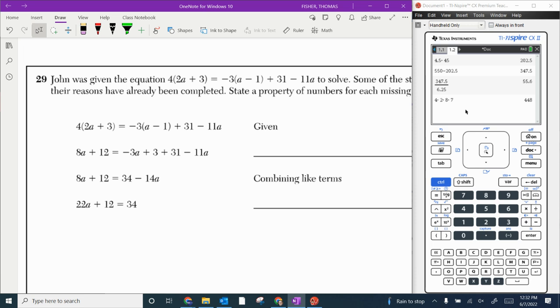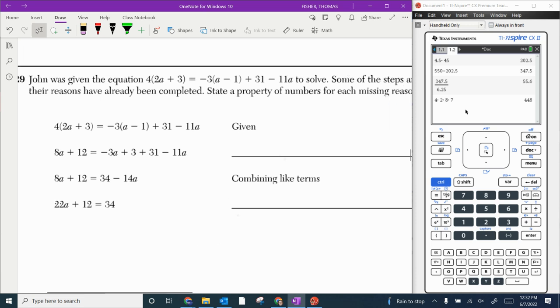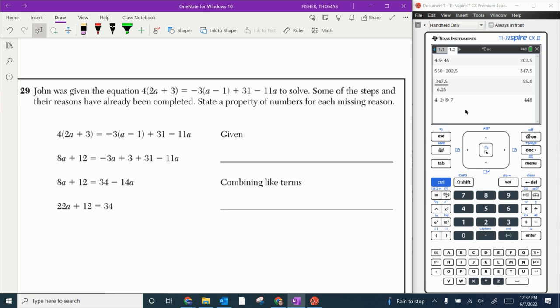29, here we go, some properties. Properties are not super common, but they do show up. So somehow here we were given this, and then it got from here to there. So what happened? Well, the parentheses are gone. So that must be the distributive property. Distributive property means you can distribute the 4 in and the negative 3 in to get that and that.